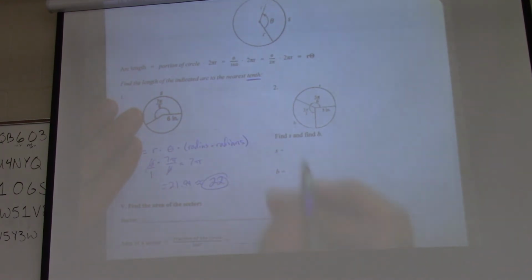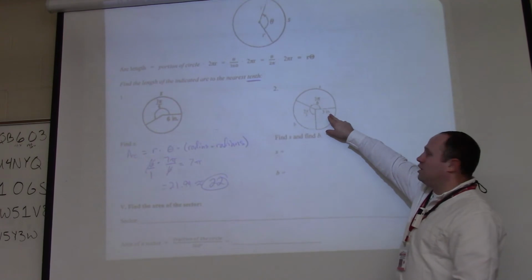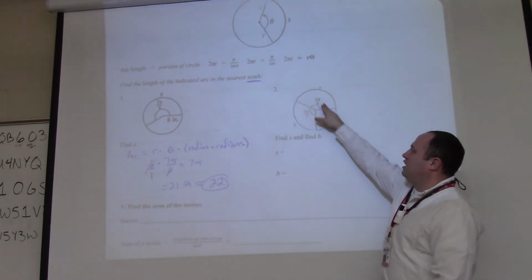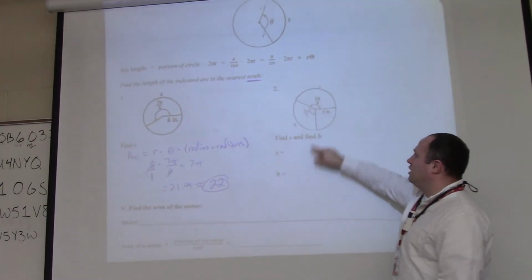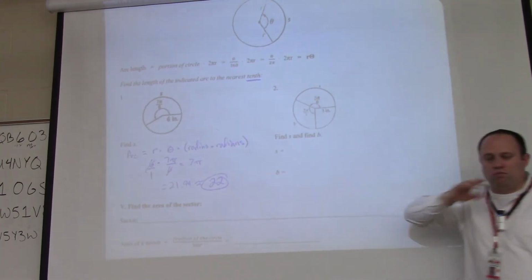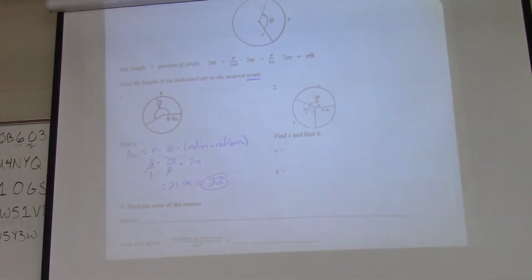So I want you guys to try it over here. Look at what S is. The radius is going to be the same for both of these, it's 3. S is this length here, find that. B is this length here, find that. Shouldn't take you more than a minute. Okay? Do the same thing we just got done doing. Plug it right in your calculator and give me the answer.